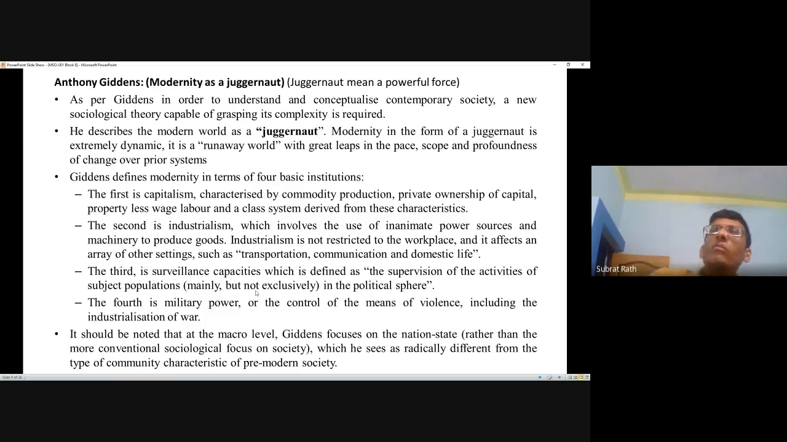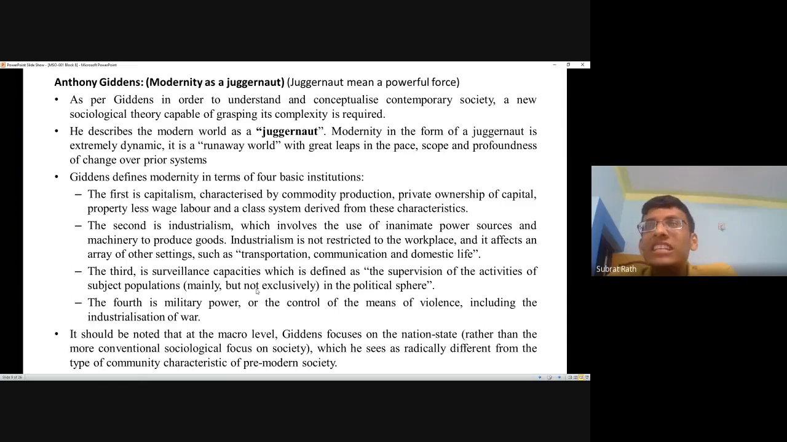So he argued modernity has four basic institutions on which we can characterize it. The first institution is capitalism. That means commodity production, private ownership of capital and property, wage labor, and a class system derived from these characteristics. That means he is saying when we talk about modernity, we are talking about a capitalist system where there are two types of classes. One class has all the means of production, while the other has no such things.